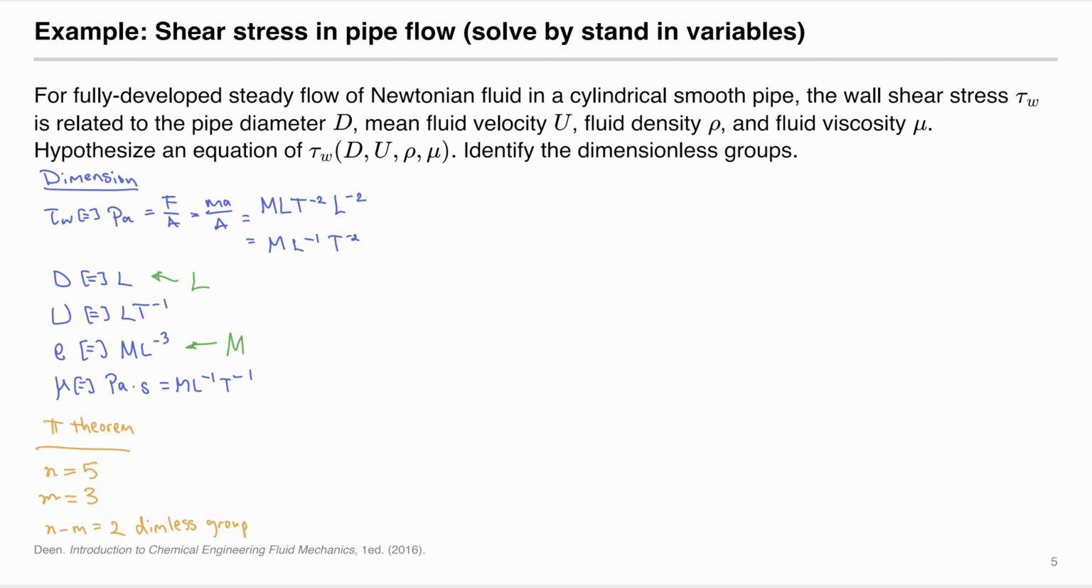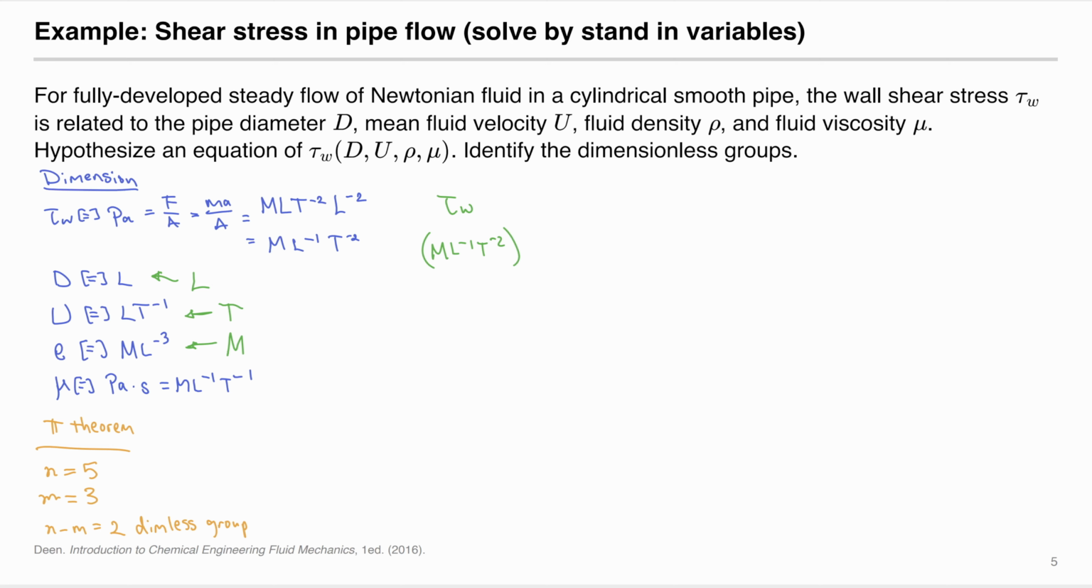The same goes with the standing variable for T. I can choose tau W, U, or mu, but only U is related to L alone, not M. So I'll choose it as the standing variable for T. And after that, it will be all easy work like solving a puzzle. So for example, we want to non-dimensionalize tau W, which has a dimension of M L^-1 T^-2.